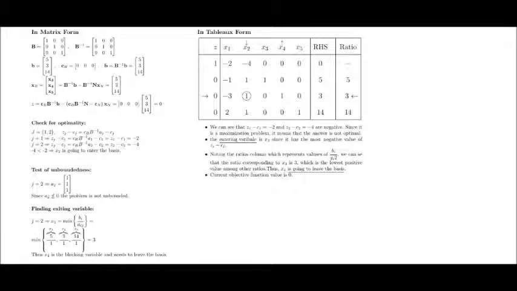An optimal solution is reached when in step 2 all reduced costs are greater than or equal to 0. At that point, the variables in the basis give the optimal solution to the LP.